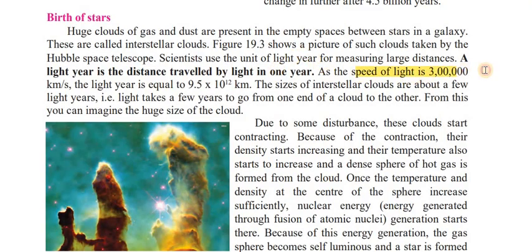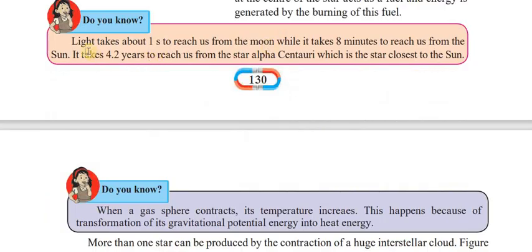The speed of light is 3 lakh km per second. And a light year is equal to 9.5 into 10 raised to 12 kilometer. Light takes about 1 second to reach us from the moon, and it takes 8 minutes from the sun.